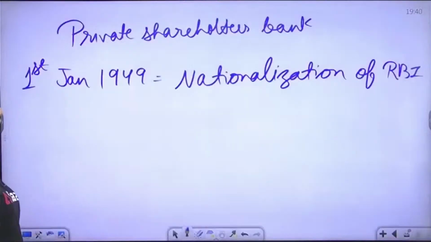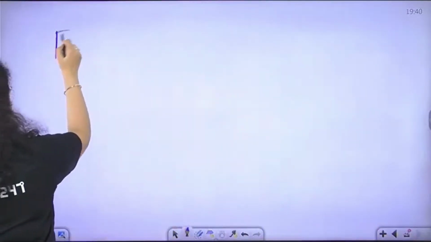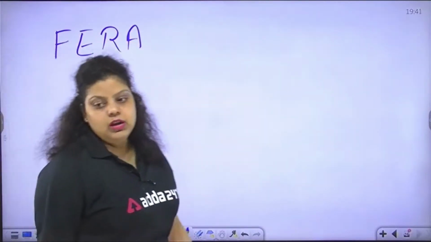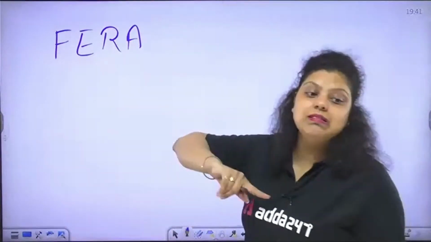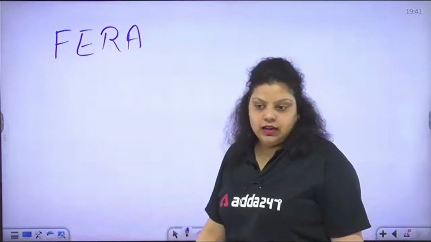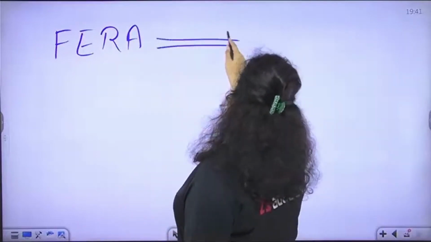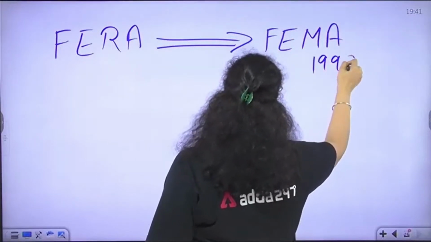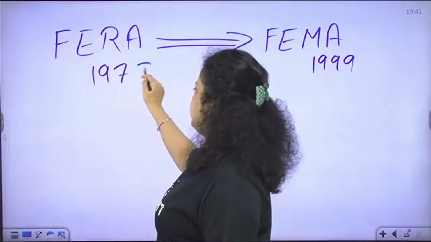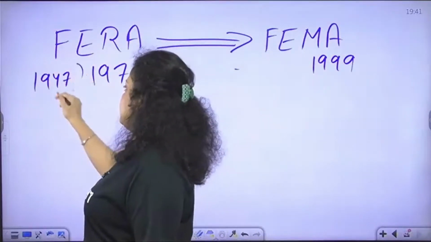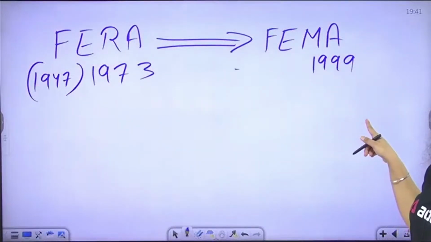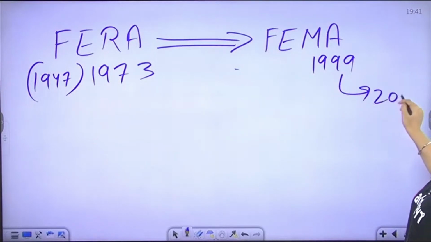If I talk about the FERA, is it working right now? Yes or no? Earlier it was introduced in 1947 and it was fully amended in 1973. Then this FERA was replaced by FEMA, the Foreign Exchange Management Act, 1999. Why has it been replaced? The FEMA Act was created in 1999, but it started its implementation in 2000.